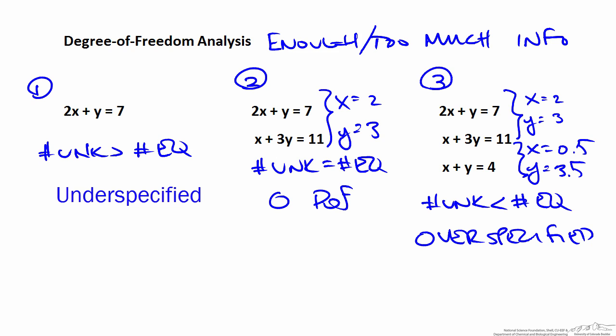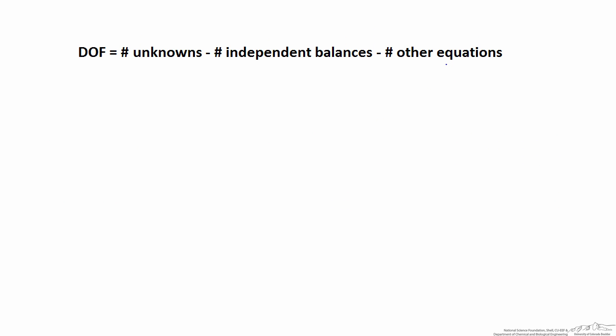When we're analyzing engineering problems, we're trying to find a system that has 0 degrees of freedom and provides enough information so that we can solve for the unknowns. If we're interested in analyzing or modeling a chemical process, doing a degree of freedom analysis is going to be one of the first things we want to do.